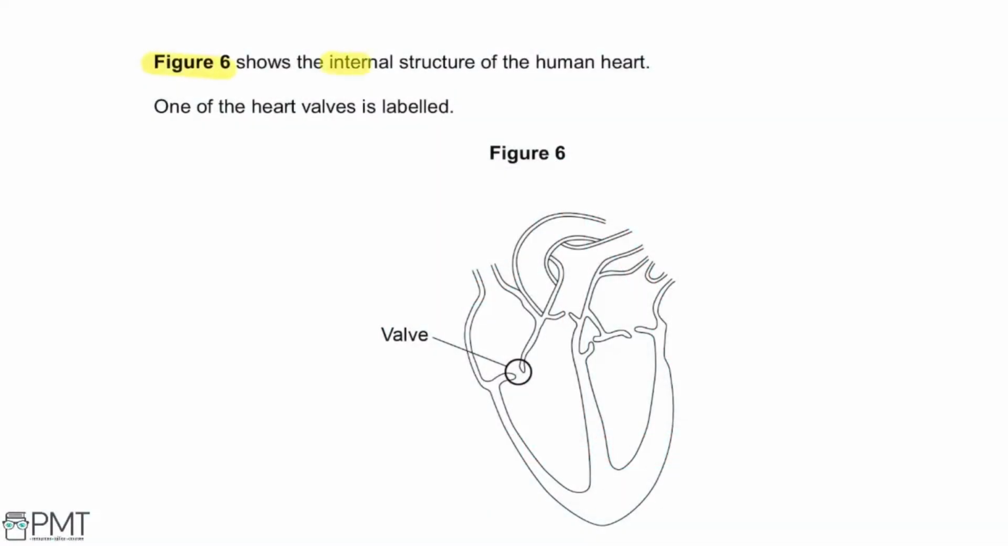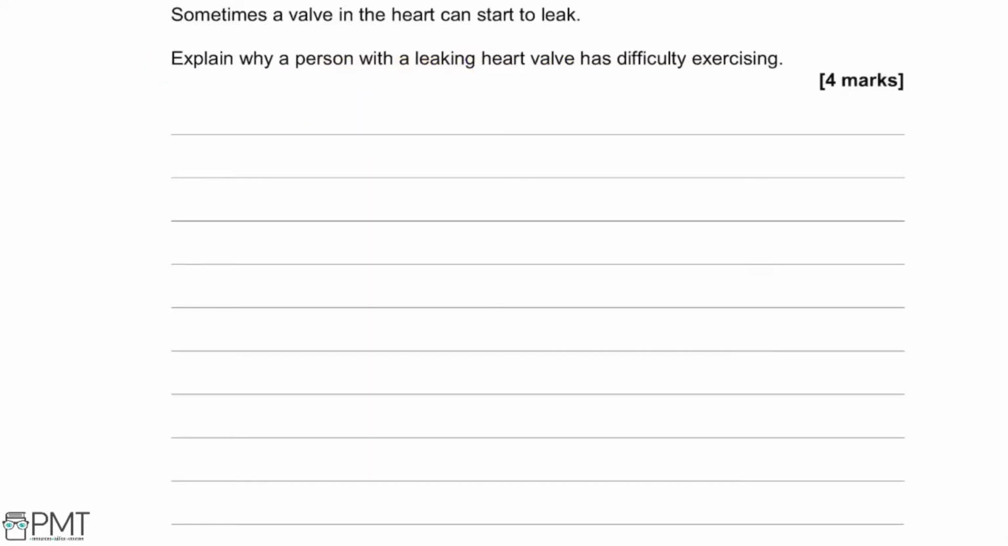Figure 6 shows the internal structure of the human heart. One of the heart valves is labelled. So here is figure 6 below, and it's showing us a valve just there. And valves are in the heart to stop the backflow of blood. Sometimes a valve in the heart can start to leak. Explain why a person with a leaking heart valve has difficulty exercising, and this question is worth 4 marks.